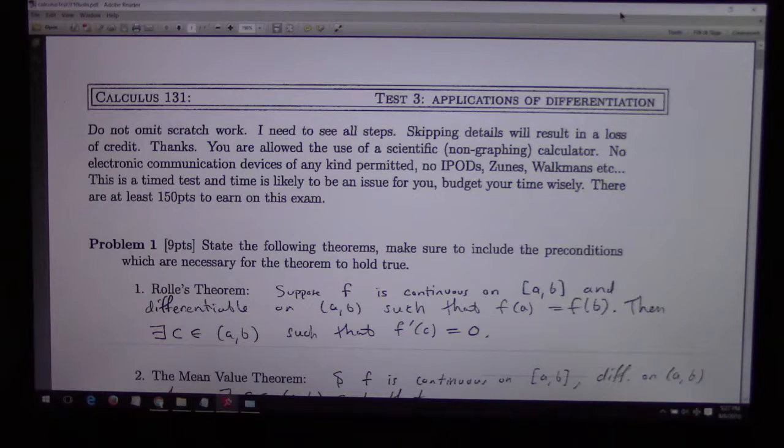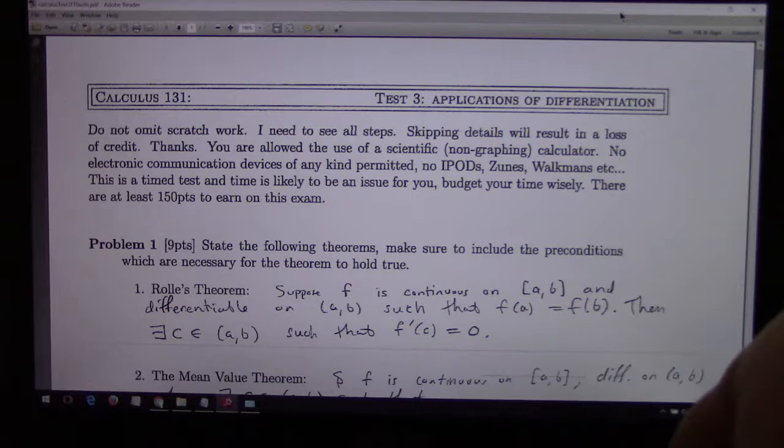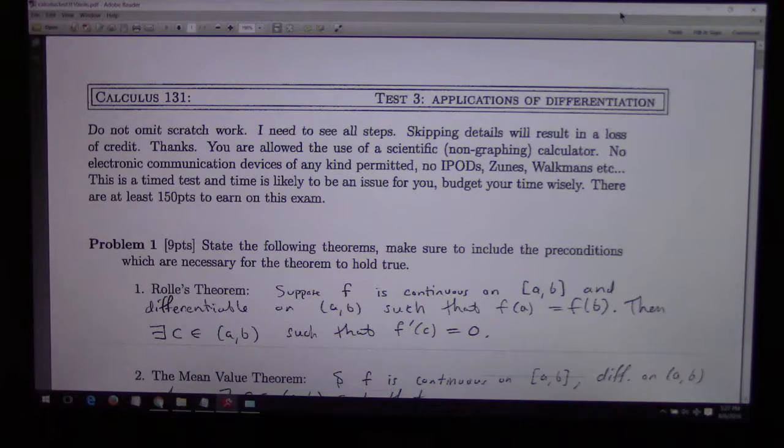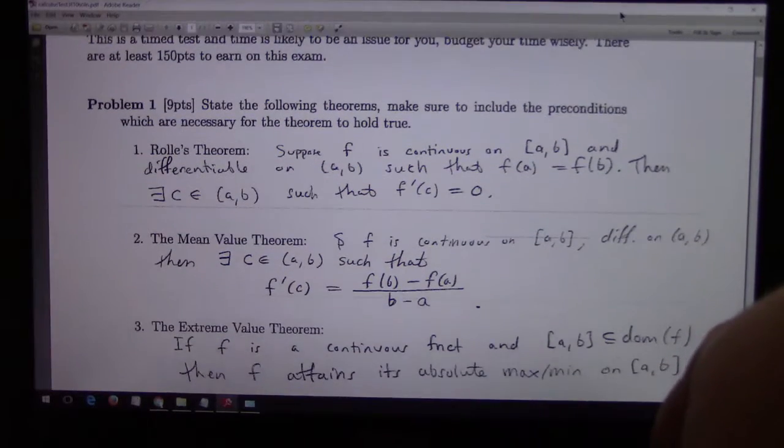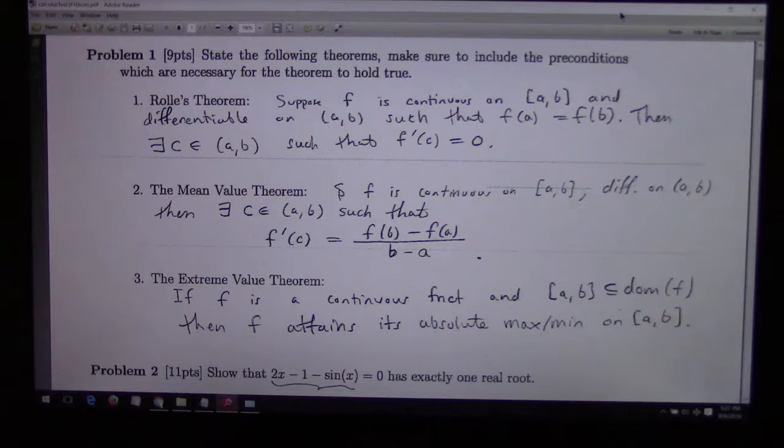Alright, let's talk about test 3 and its solution. Again, I'll let you look at the blank test and try it for yourself. I'm just going to talk to you a little bit about how this test went and what the intention of it is. State the following theorems. Make sure to include preconditions which are necessary for the theorem to hold true.